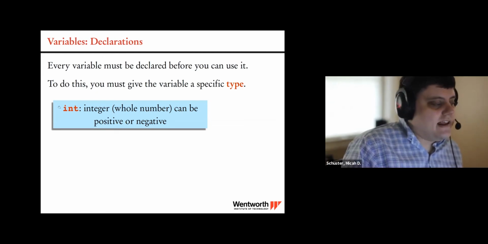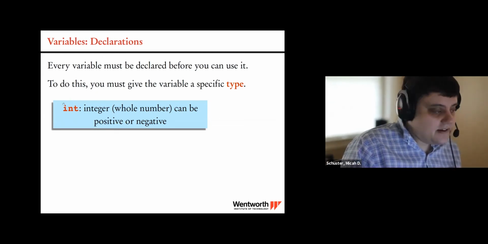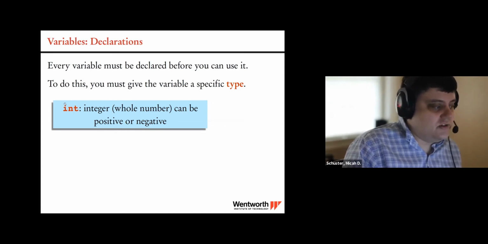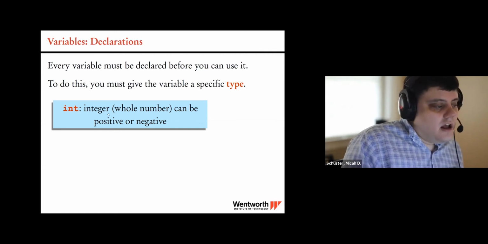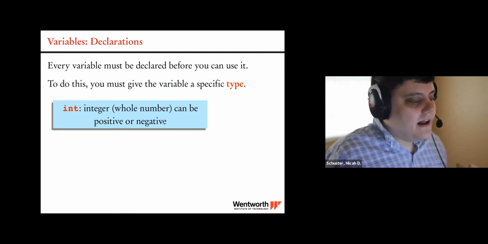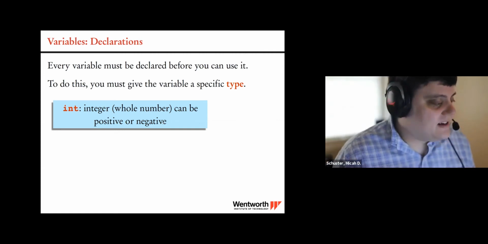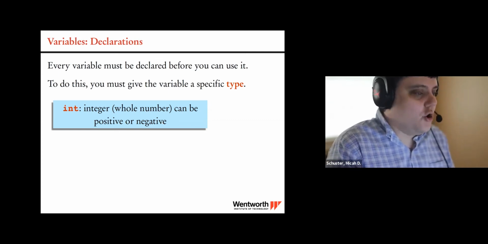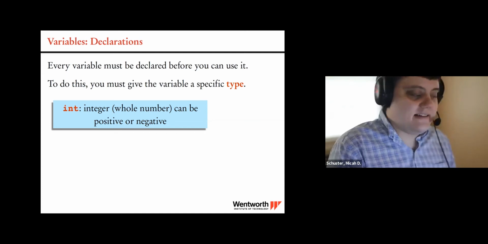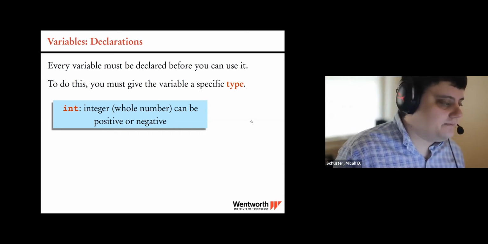The first one is an int. And this is actually how you declare an int. You say int, lowercase int. This is an integer. It's a whole number. So whenever you hear me say int or integer, that just means it's a whole number. There's no fractional component at all. Ints can be positive or negative.